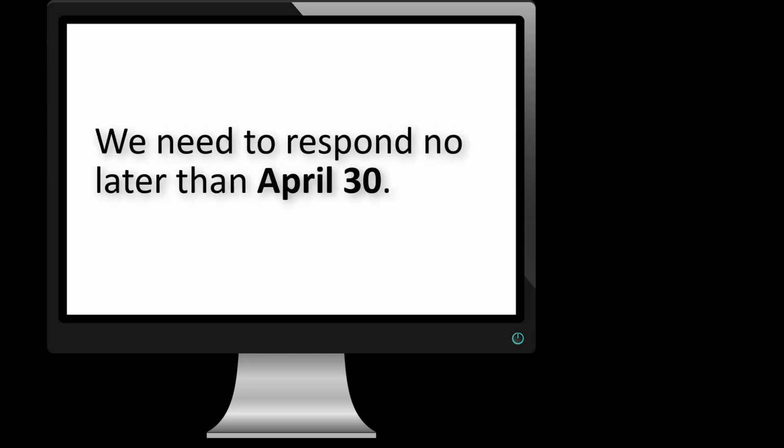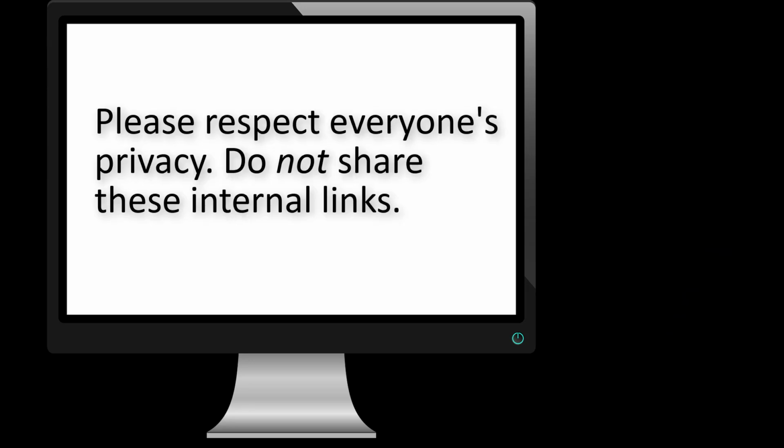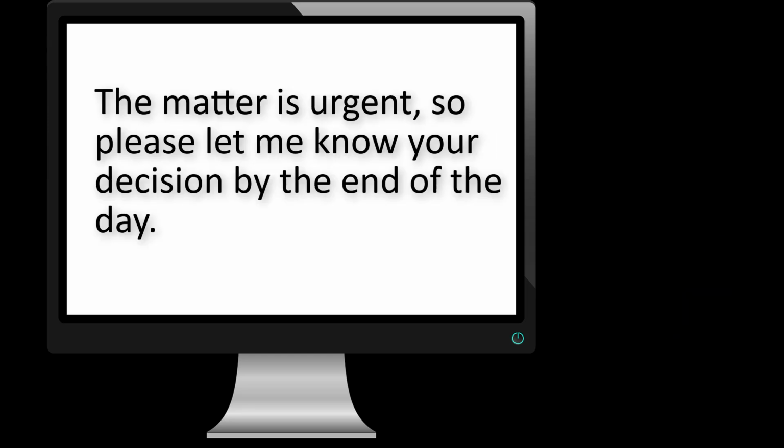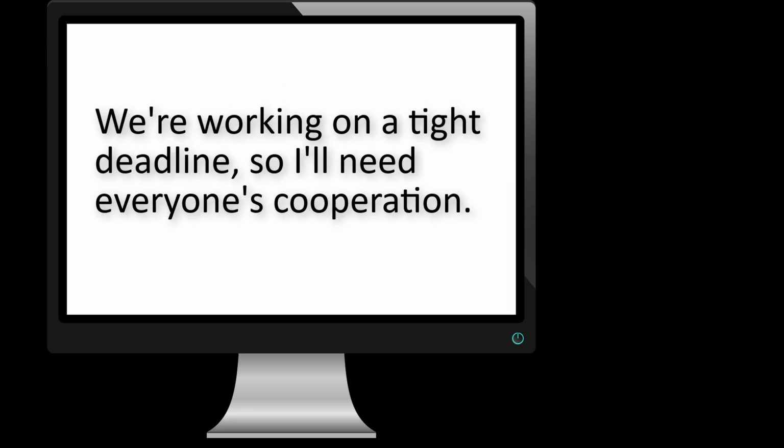In this sentence, bold-facing is used to highlight the date. That's okay. In this sentence, italics are used to emphasize not, do not share these internal links. That's all right. In this example, we're using words to express the urgency, and that's sufficient. Here again, we rely on words to express the urgency and importance.